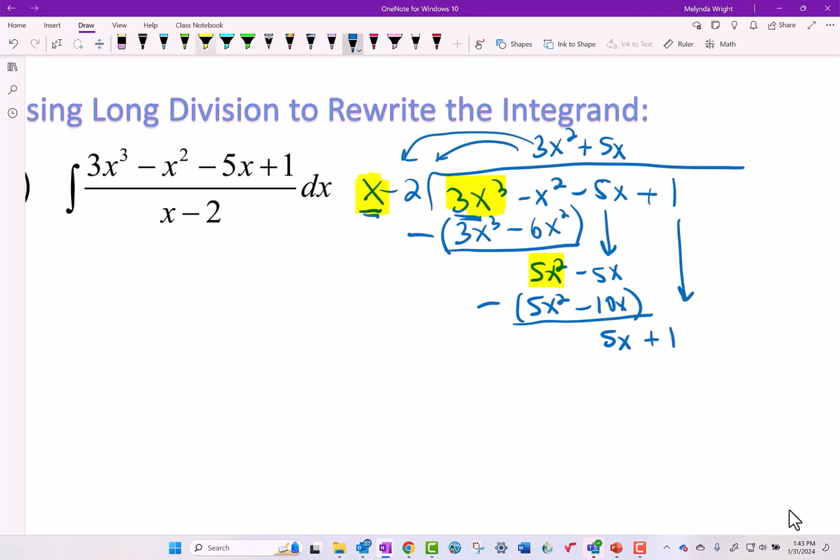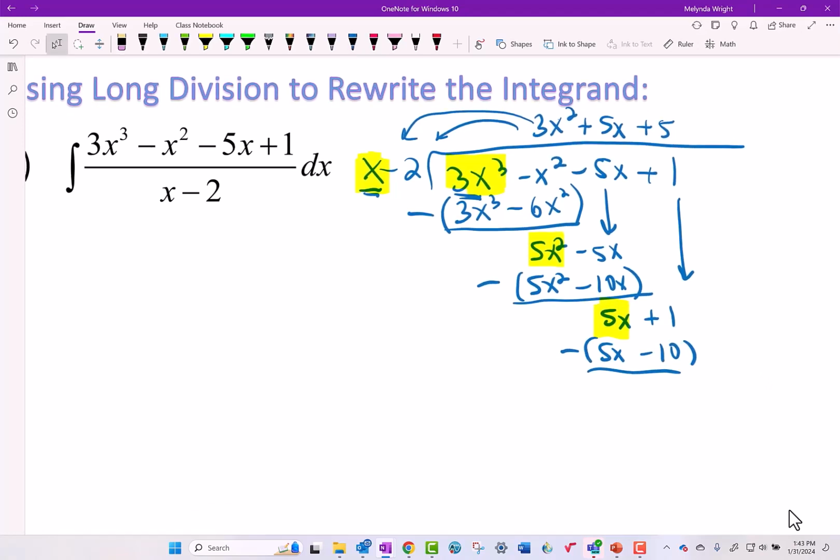And I go again. So again, I'm looking for what would I multiply x by to get a 5x, or what is 5x divided by x? It would be 5. So 5 times x is 5x. 5 times negative 2 is negative 10. Again, I'm subtracting. So 5x minus 5x goes. So 1 minus a minus 10. 1 minus a minus 10 is 11. Now this is our remainder.